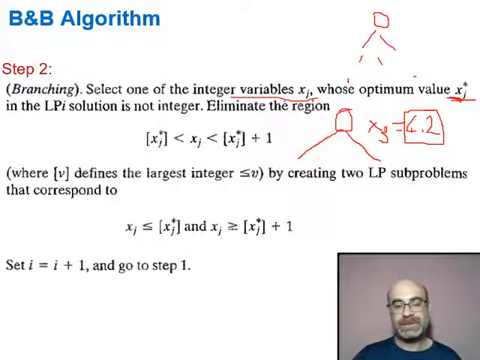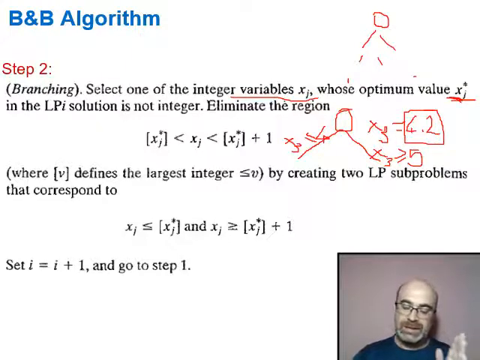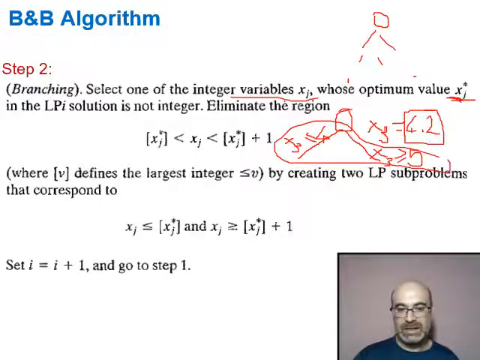We said that, okay, if it is 4.2, we take the integer value less than this one, which is 4. So we say that x3 less than or equal to 4 on this side. And on the right hand side, we say that x3 is greater than or equal to 5. Both of them are greater than or equal to. So we eliminate the region between 4 and 5 for x3 by adding these two constraints. So this is branching.